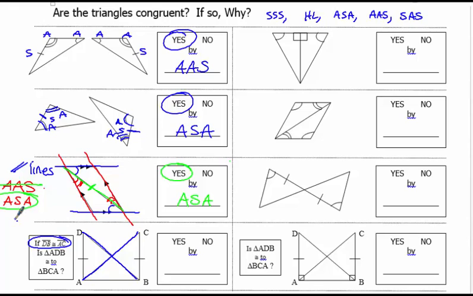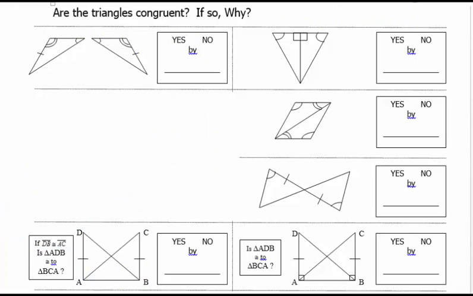Now it gets a little confusing because if I'm trying to prove triangle ADB is congruent to triangle BCA, when the triangles overlap like that, sometimes it can be a little bit challenging, and it helps if you just draw them separately. So let me make some space here. Okay, so now that I have some space, I'm going to sketch these two triangles.